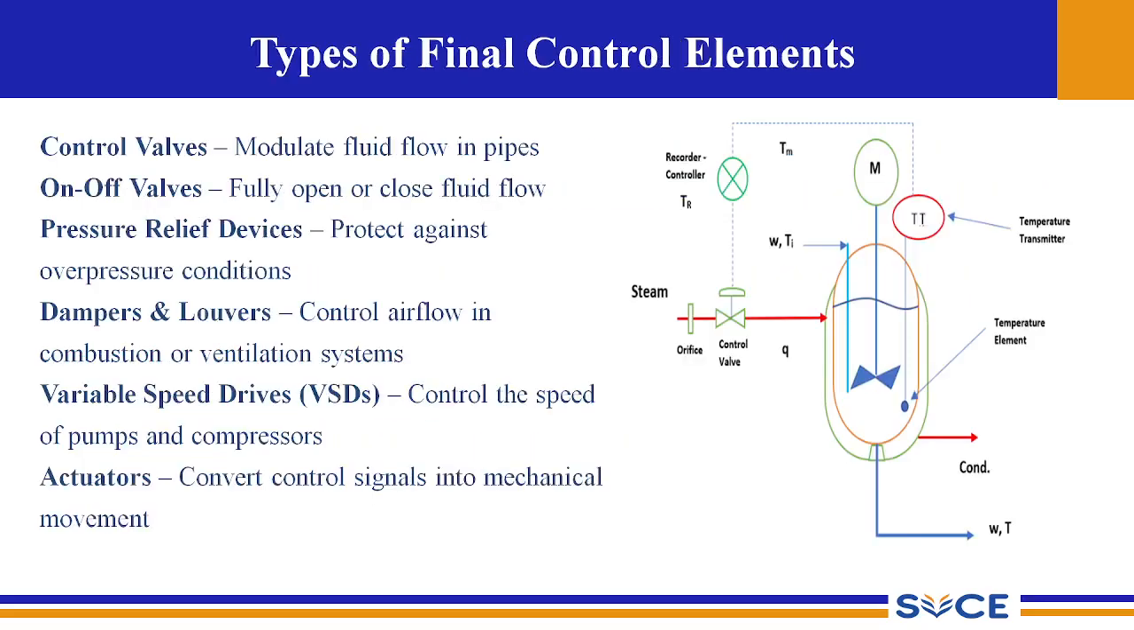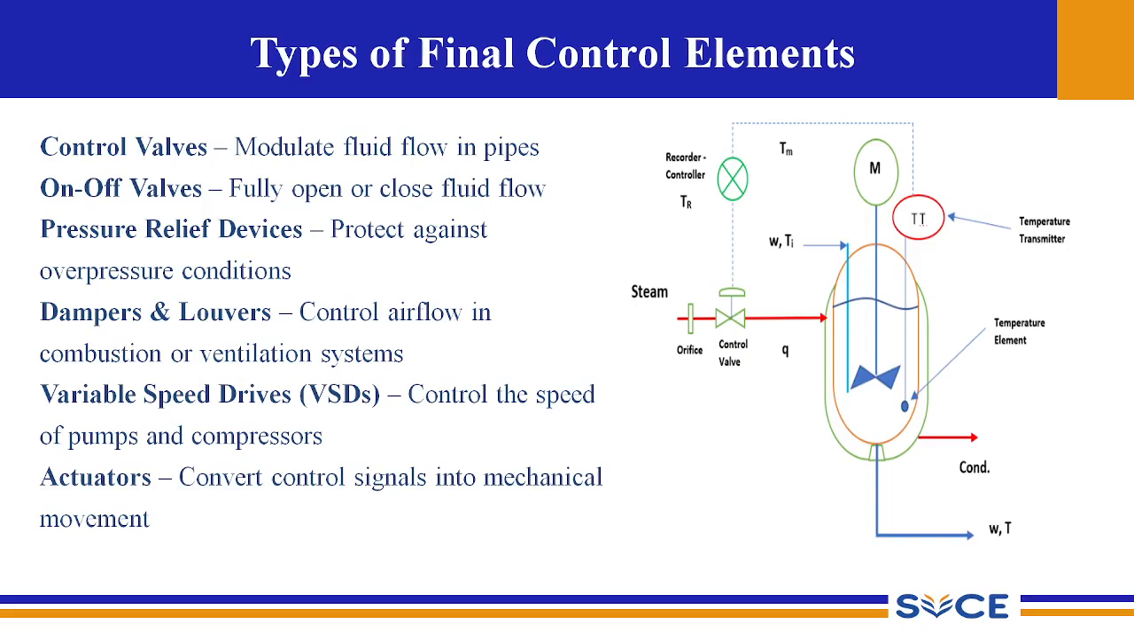So this slide is about the types of final control elements. Before we move on to the types of final control elements, we look at a flow scheme which is given in this picture. Here you have a reactor which is jacketed. In the jacket you have steam passing through to regulate the temperature, and we can see that steam is getting passed through a control valve to the jacket.